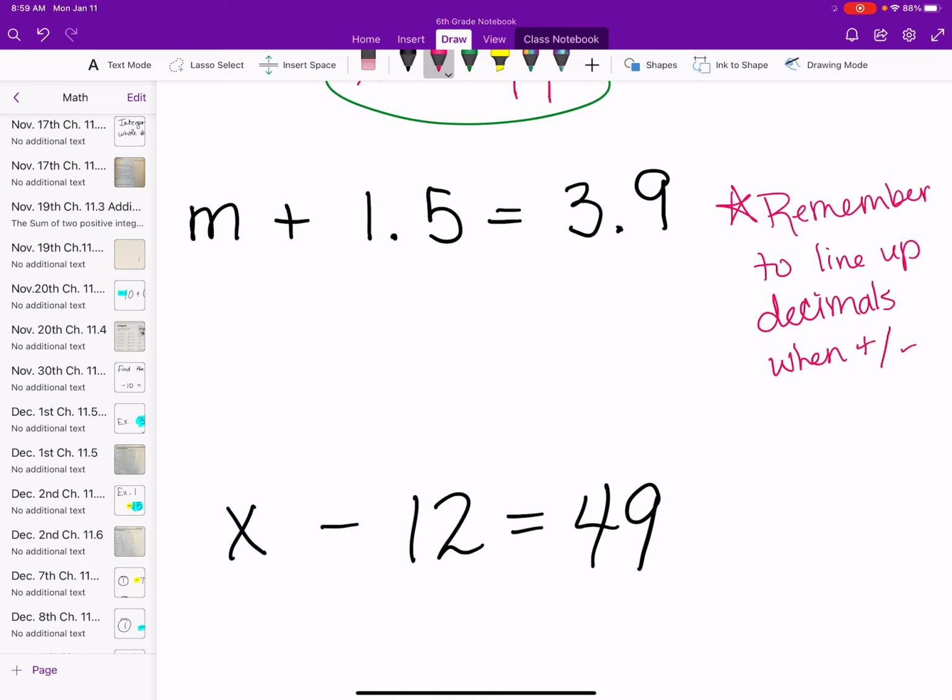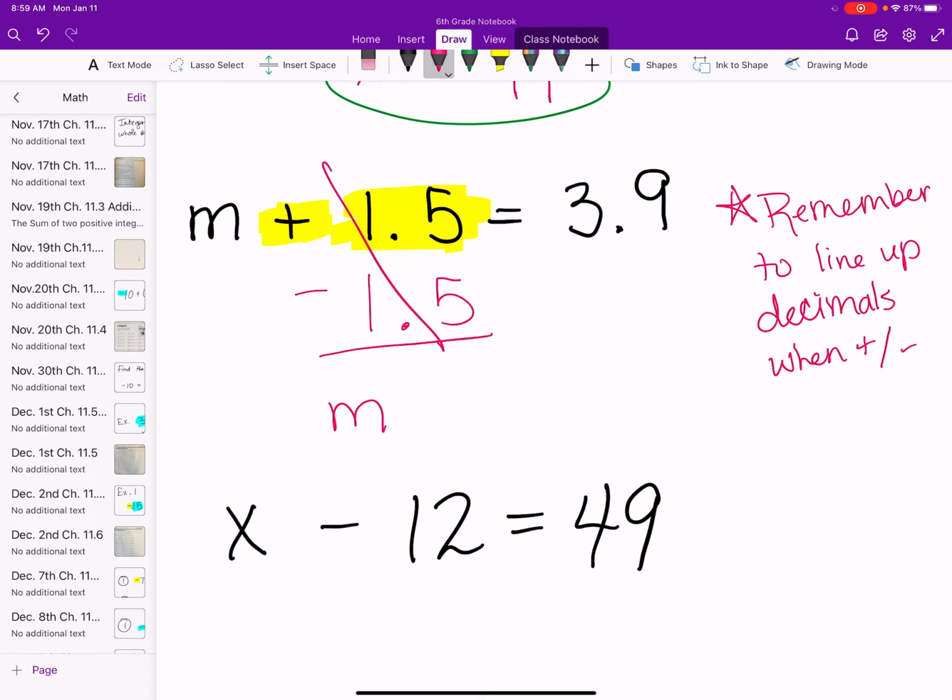Okay, so I'm looking at the side with my variable, and I notice that there's another number on that same side. I don't want that, so this 1.5 needs to go. In front of here is a positive, a plus, so I need to take the opposite of plus 1.5, which is minus 1.5. That cancels this side out, so that all I'm left with on this side is now m.